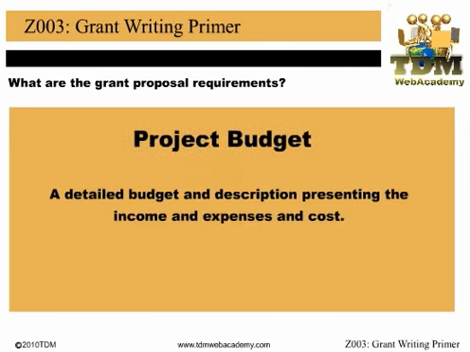Project budget. The budget section provides a detailed budget and description. The detailed budget is usually presented in a table format, listing the income and expenses and costs associated with each. The description, also known as the narrative or justification, describes each of the line items specified in the budget.